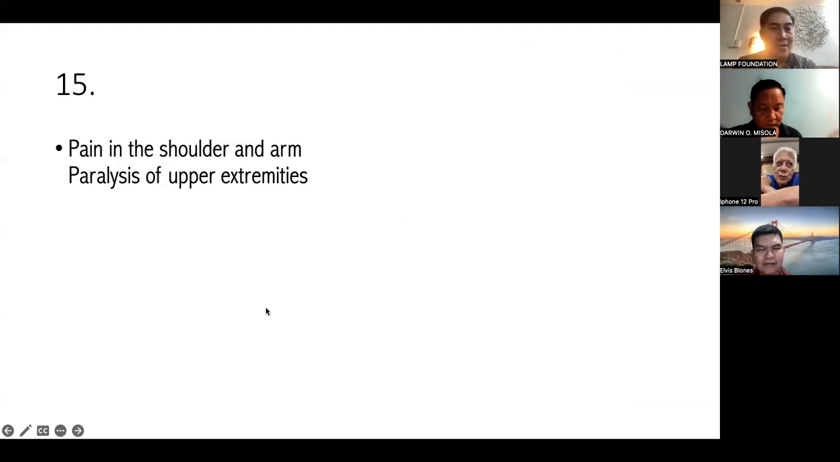Galing. Okay. Finally, extra point, very good for pain in the shoulder and arm, paralysis of upper extremities. Channeling point, Doc. I'm sorry.